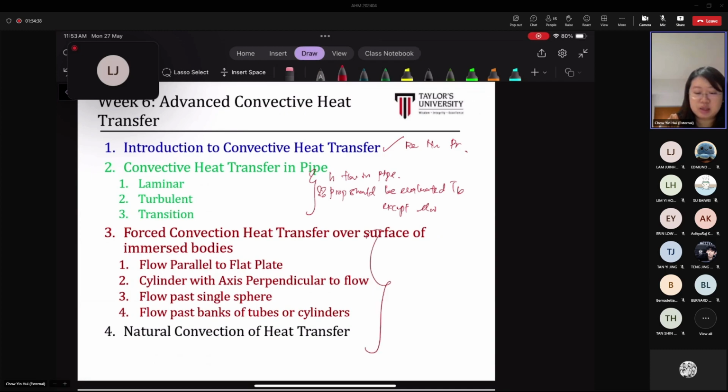Whereas for the rest that we are discussing today, forced convective heat transfer over a flat plate, a cylinder, a sphere, or banks of tubes, and for natural convection, for all of these the properties should be evaluated at the film temperature. Take note, film temperature, which is the bulk fluid temperature plus wall temperature divided by 2. So these two important points you have to remember. And for all correlations and equations, you do not need to memorize them. They will be provided during your final exam.